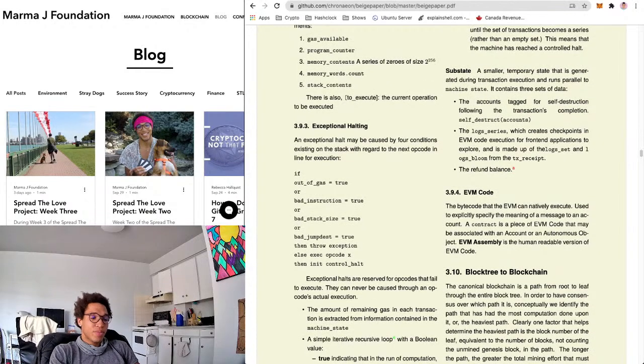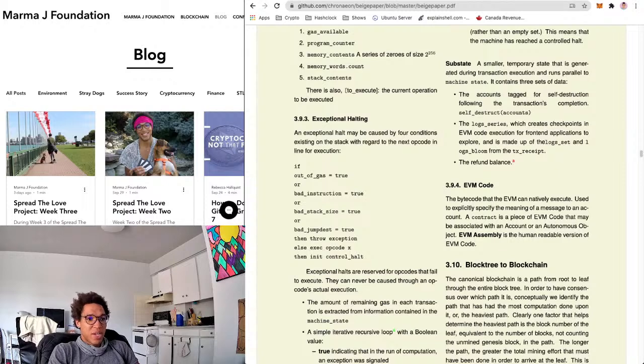I want to work on writing this code. The EVM code, the bytecode the EVM can natively execute, is used to explicitly specify the meaning of a message to an account. A contract is a piece of EVM code that may be associated with an account or an autonomous object. EVM assembly is the human readable version of EVM code.